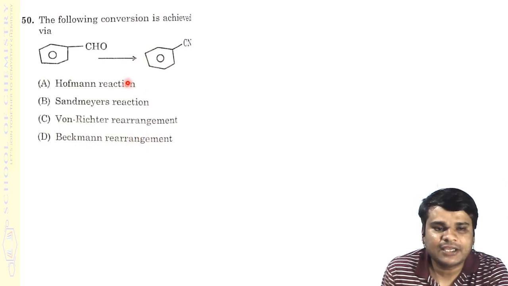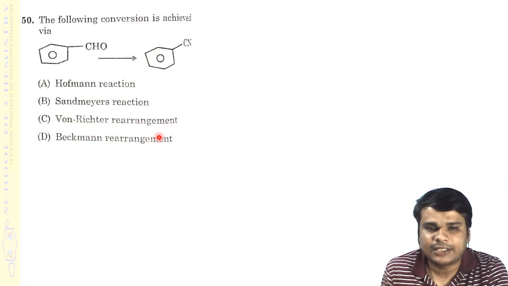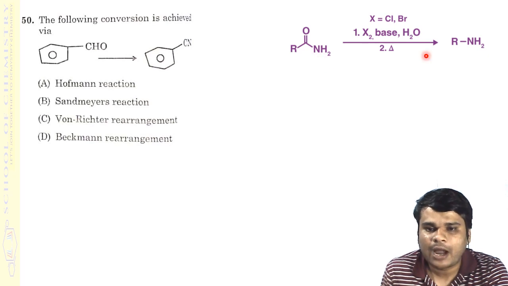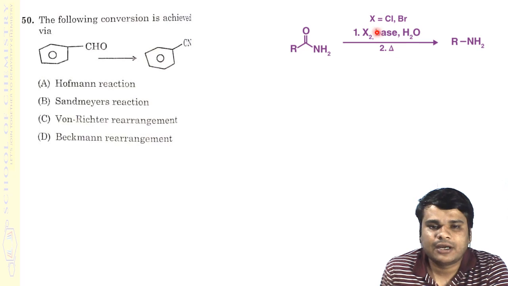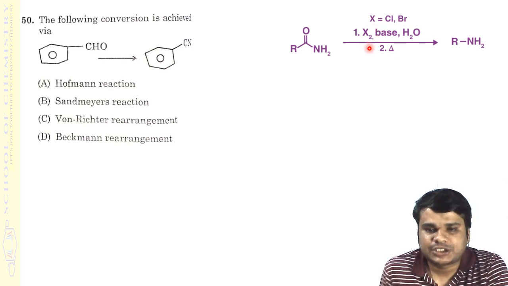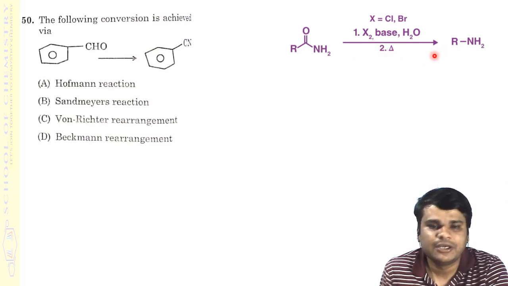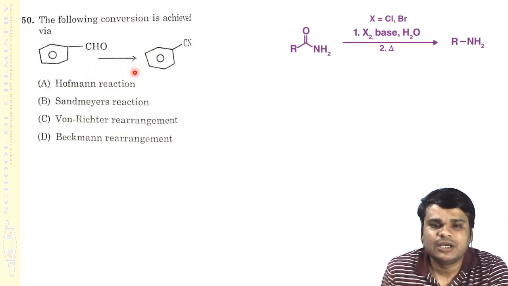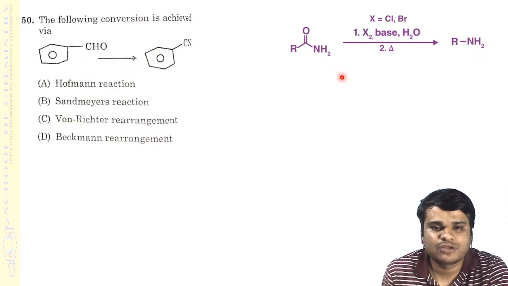But we shall see why these three, Hoffmann reaction, Sandmeyer reaction and von Richter rearrangement, are not the answer. First, if you consider the Hoffmann reaction, it is for the conversion of amide to amine in the presence of strong bases and halogens, like Cl2. In this particular reaction the product is amine, and the given reactant is not an amide, so therefore it cannot be the Hoffmann reaction.